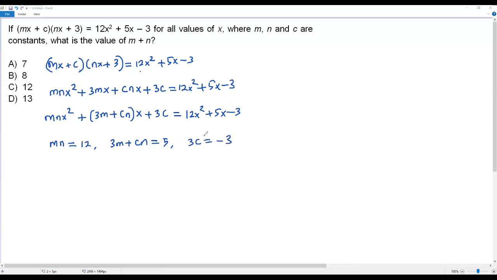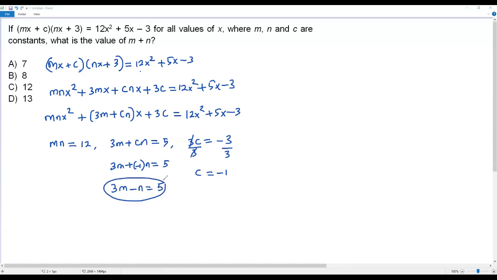Okay, now I'm going to solve for c in the third equation. For that, I have to divide both sides by 3. When I do so, this 3 will cancel. I'm getting c equals −3 over 3, which becomes −1. Now I'm going to plug this value −1 for c in the second equation. Then I'm getting 3m + (−1) times n = 5. Then I'm getting 3m − n = 5.